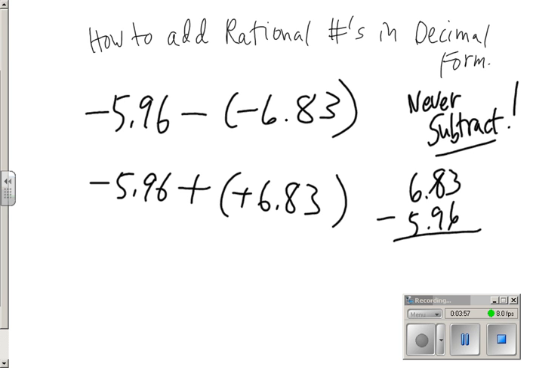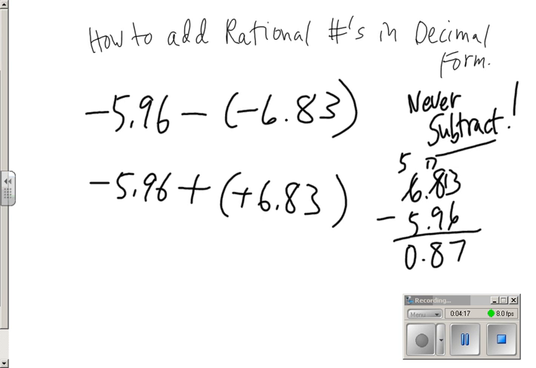3 take away 6 can't be done, so I borrow. I give 10 hundredths to the already 3, so I have 13 hundredths take away 6 hundredths is 7 hundredths. 7 tenths take away 9 tenths, I can't do it, so I take a 1 and give this 10 tenths. So it's now 17 tenths take away 9 tenths is 8, and 5 take away 5 is 0.